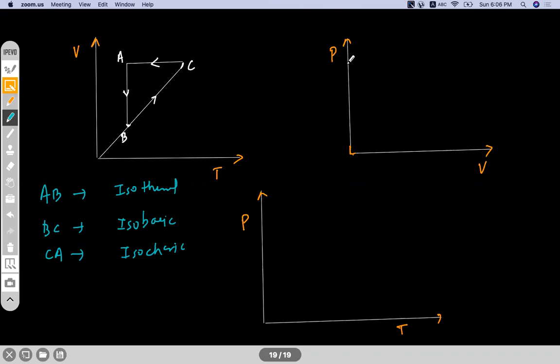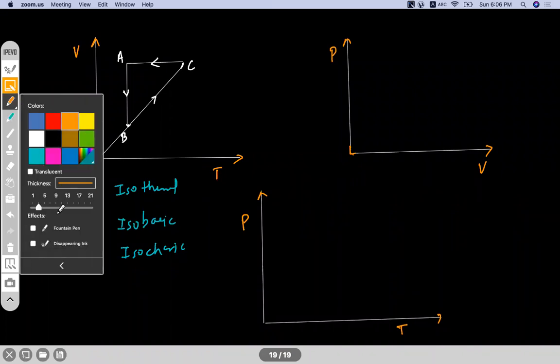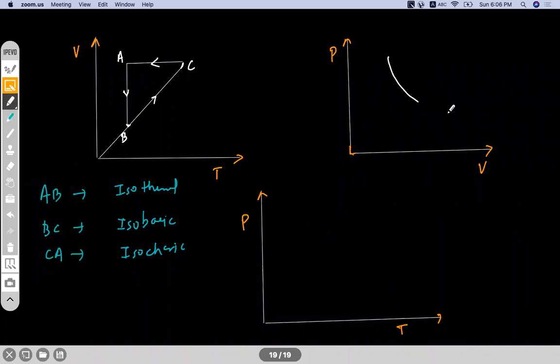First of all, we'll see isothermal. So isothermal, I am taking like this graph we have. So AB will go like this. Which one is A, which one is B, we'll see. AB will be like this. AB is this AC. CA is constant volume, right? So we'll have C over here. We'll go like this. C, A, B. Is this correct?